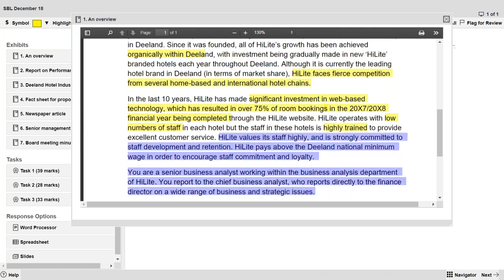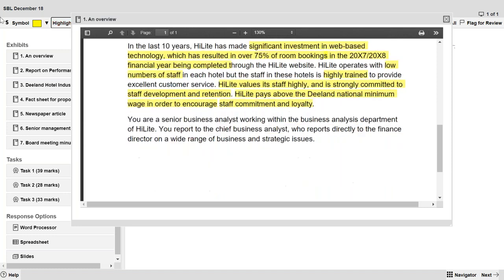Highlight values its staff highly and is strongly committed to staff development and retention. Highlight pay above the DLand national minimum wage in order to encourage staff commitment and loyalty. These are important information, and because we have not read all the requirements thoroughly, I know this is going to be used in social and environmental points, but not in SFA.